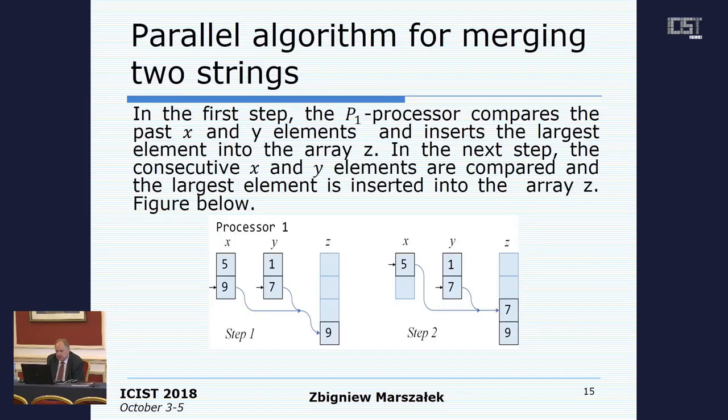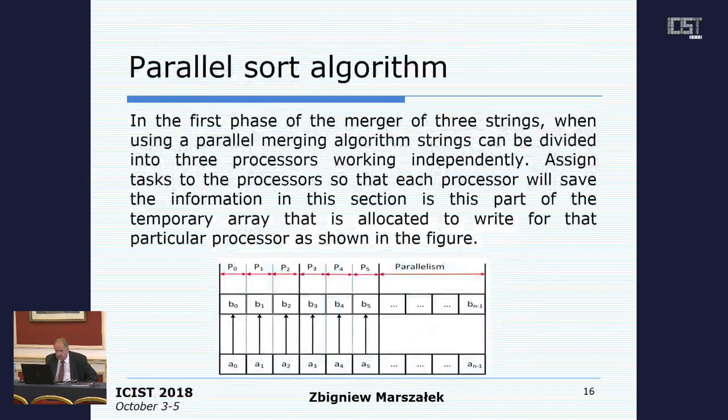In the first step, processor 1 compares the first X and Y elements and inserts the largest element into array Z. In the next step, the consecutive X and Y elements are compared and the largest element is inserted into the array Z. Figure below.